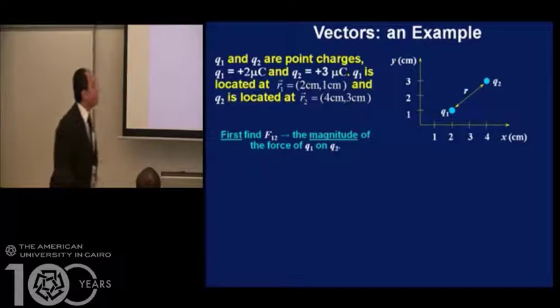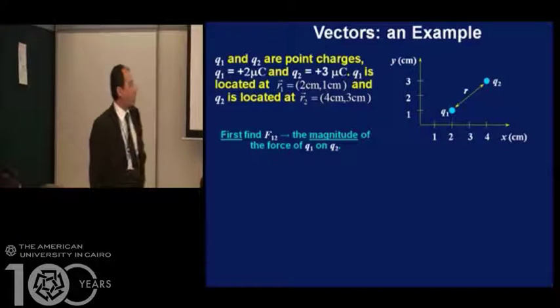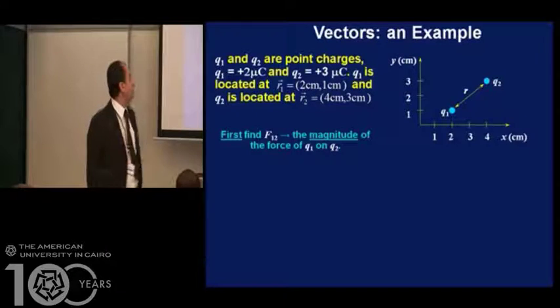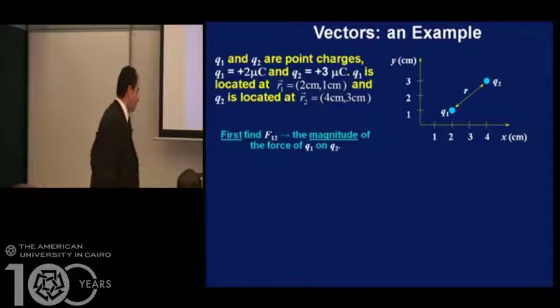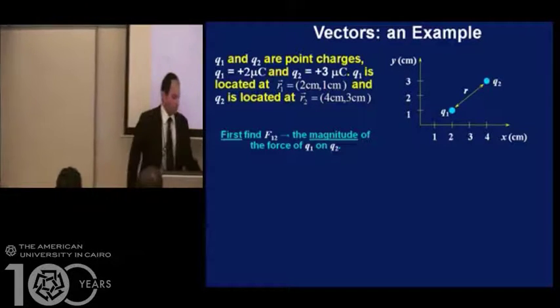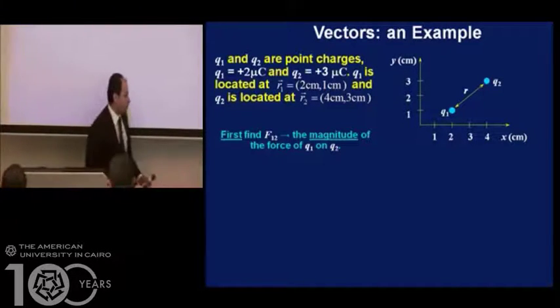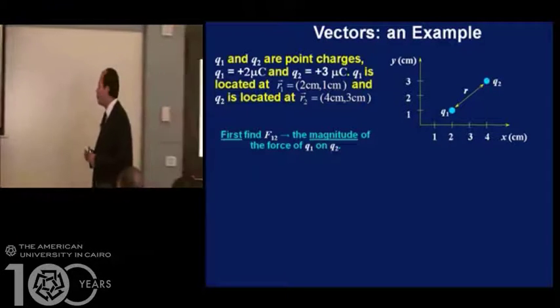We need to find the force F12, the magnitude of the force of Q1 on Q2. Magnitude. We need to find the magnitude only. Any idea how to solve this? We need to find only the magnitude of the Coulomb force.